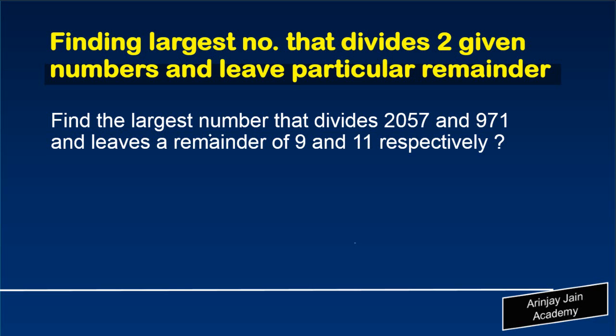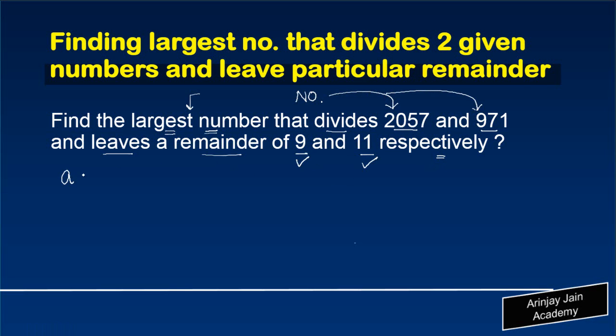So let's read the question. Find the largest number. Since it's the largest number, it has to be the highest number that divides 2057 and 971 and leaves a remainder of 9 and 11 respectively. So we need to find this number which divides 2057 and leaves a remainder of 9, and which also divides 971 and leaves a remainder of 11.